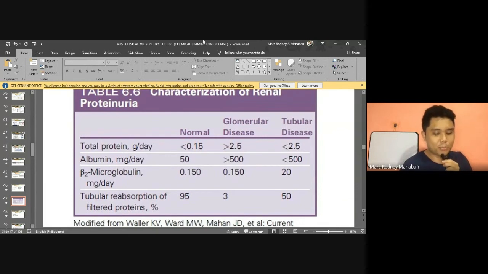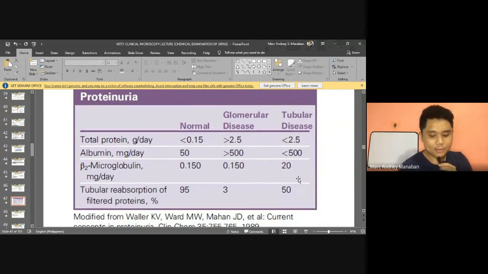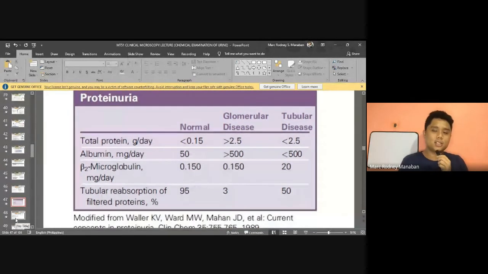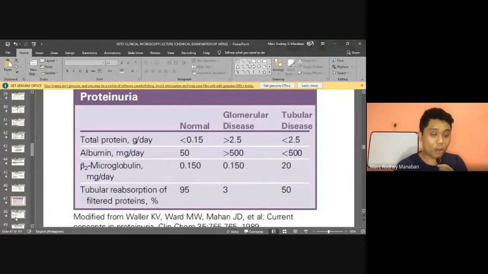And tubular reabsorption of filtered proteins, as you can see, is about 95 in normal, but in tubular disease, only 50. So 45 is excreted, so the level is still quite high, because again, there is a problem in the tubules. So that's for the characterization of renal proteinuria, the levels of proteins found in the different types of renal proteinuria, glomerular and tubular. All right, that's for glomerular or renal proteinuria.